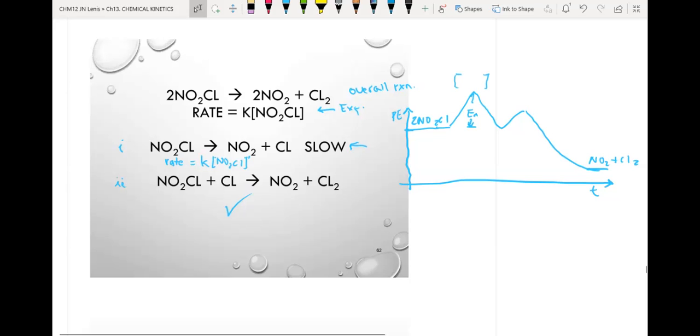And how many molecules are participating in this transition stage? What is the molecularity of that activated complex? From here, we know the molecularity is 1. And also from here, the rate is telling you it is first order with respect to that compound. So the molecularity is 1. So only 1 molecule is participating in that.